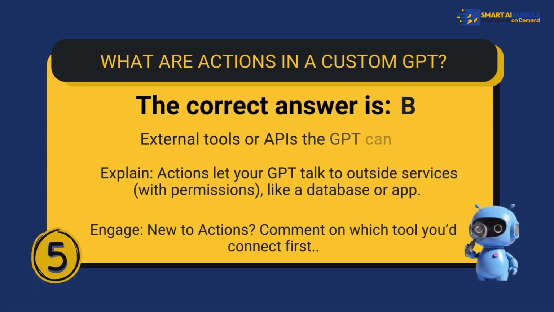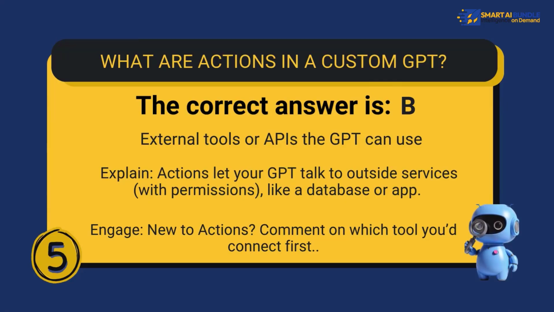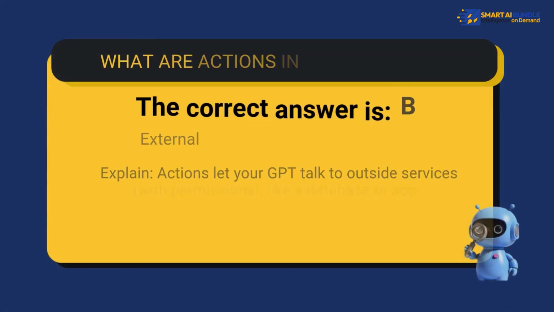Answer: B. External tools or APIs the GPT can use. Explain. Actions let your GPT talk to outside services, with permissions, like a database or app.